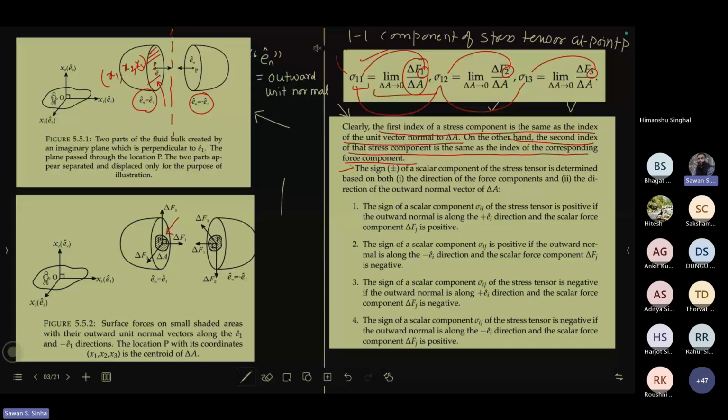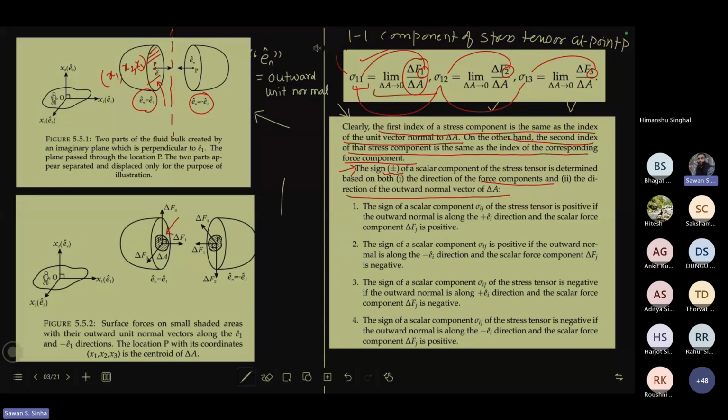The sign, whether plus or minus, of the scalar component of the stress tensor is determined based on both the direction of the force components and the direction of the outward normal vector of delta A. There is a sign convention involved here. Now, if it is a scalar component of a vector, we know the sign convention. If delta F1 is positive, it means that the force is along plus E1. If delta F1 is negative, we know that the force is along minus E1.